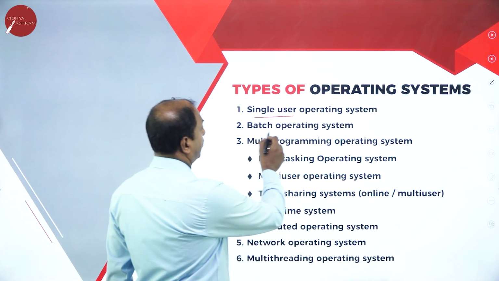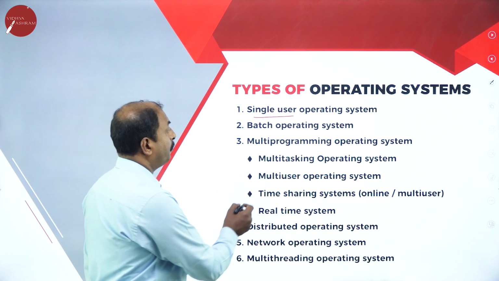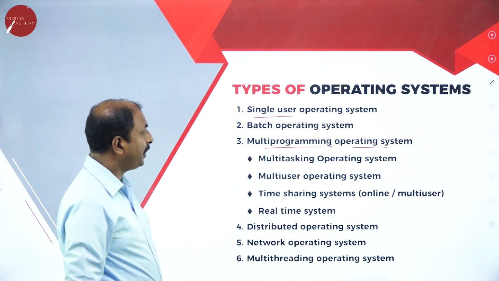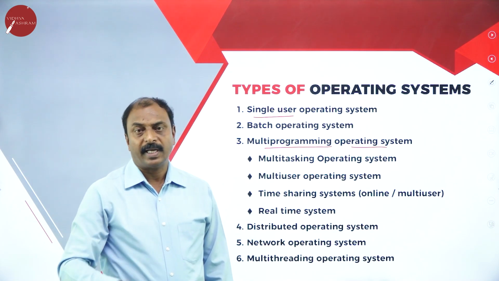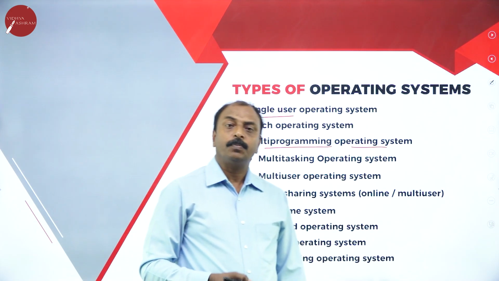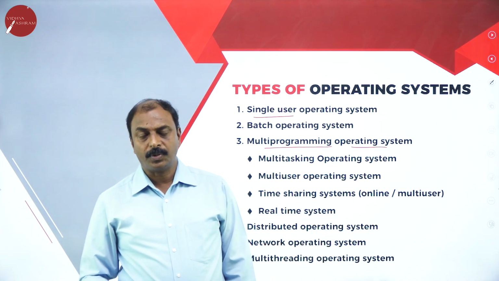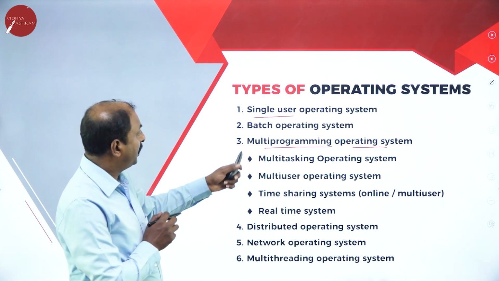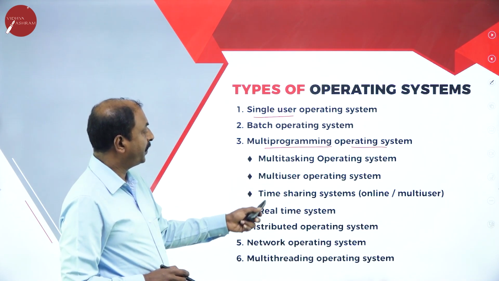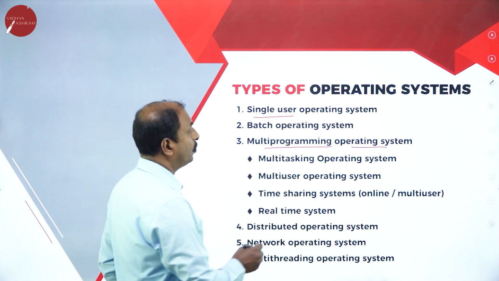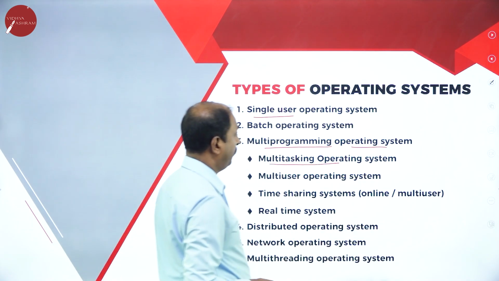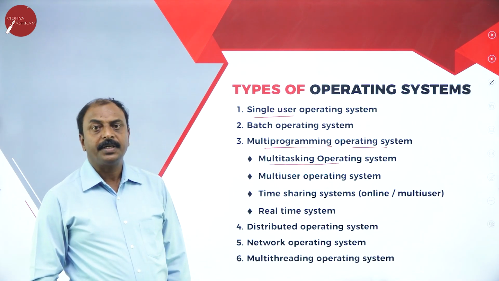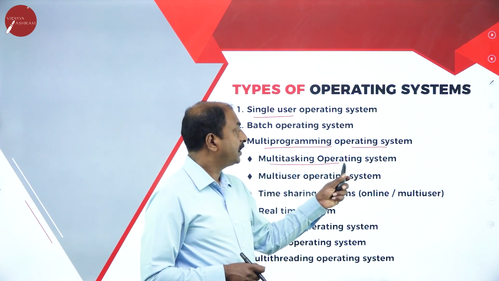Next, batch processing operating system, multi-programming operating system. What is multi-programming? It means more than one program. So an operating system that supports executing more than one program simultaneously. So that is multi-programming. And under multi-programming, these are all different types of operating system. So multitasking operating system. What is a task? Task is nothing but a process. So an operating system that executes more than one task simultaneously.